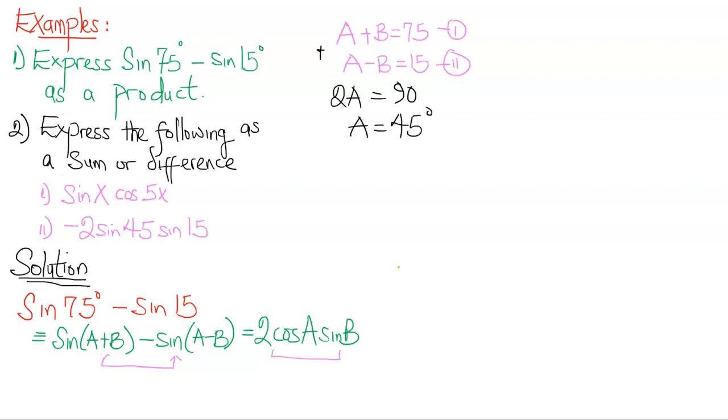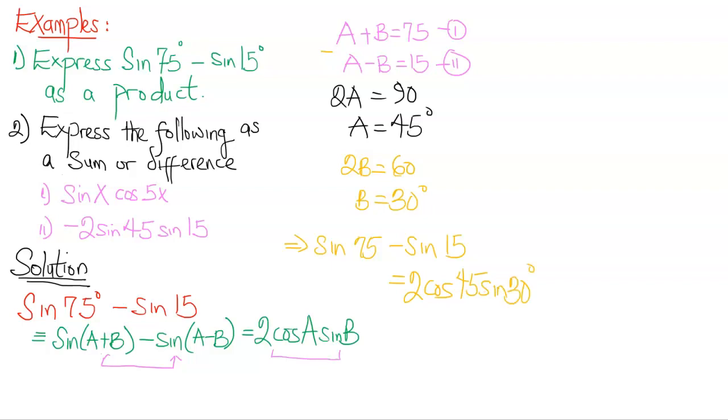If I also choose to subtract the second equation from the first, of course, that's going to give A minus A, that's gone. So this is B minus minus B, that's B plus B. And that's 2B equals 75 minus 15, that's 60. And this fetches, of course, B equals 60 over 2, that's 30 degrees. What this tells us is that sine 75 minus sine 15, this is a difference, is equal to 2 cos A sine B, and in this case A is 45, so this is 2 cos 45 sine 30.